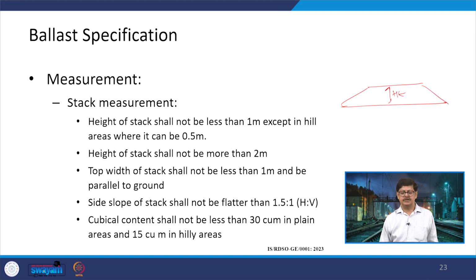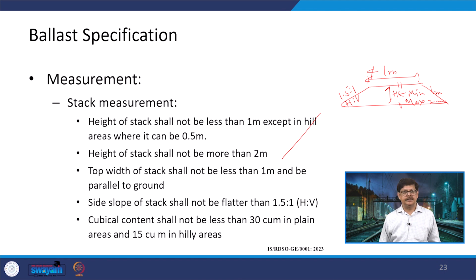Then height of a stack shall not be more than 2 meters. So, there is a minimum and maximum being defined, 1 meter and 2 meters. Then the top width of a stack shall not be less than 1 meter and parallel to the ground. So, this top width shall not be less than 1 meter, and this is parallel to the ground. Side slope of the stack shall not be flatter than 1.5:1. That means this has to be maintained as this. This is horizontal to vertical.